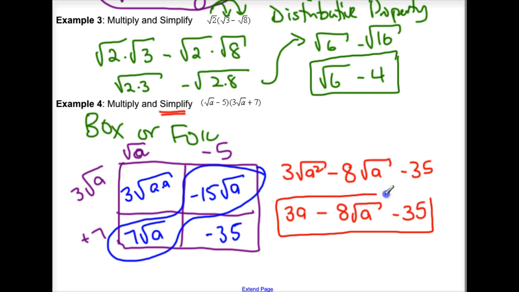Nothing can be simplified, nothing can be combined. You just have to remember when you're multiplying this, I take what's under my radical. a times a is a squared, that's where this is coming from, and remember these two kind of cancel each other. So 3 times a is 3a.